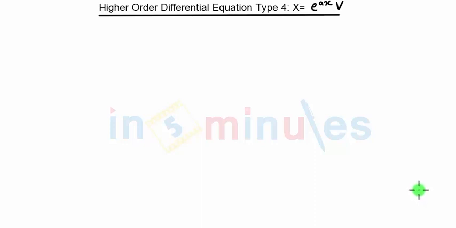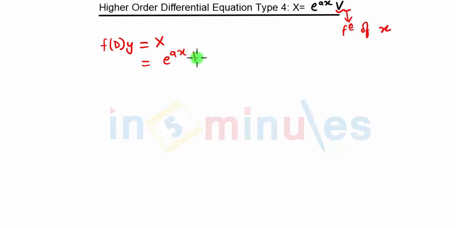In this video we are going to see type 4 of higher order differential equations, that is, X is e raised to ax into v, where v is some function of x. In general, the higher order differential equation is given by f of D into y equal to X. In our case, X is e raised to ax into v.